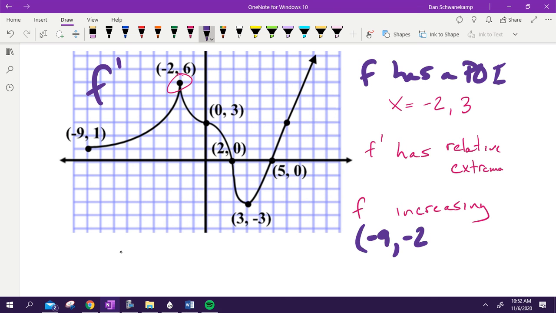-9 to -2. Good. And when else? Or no, my bad. You said it right. I said it wrong. -9 to 2. And when else? And 5 to infinity. Those are the two places. Boom, boom, and boom. Why is that true, Luke? F prime is positive. Good. You have a question?